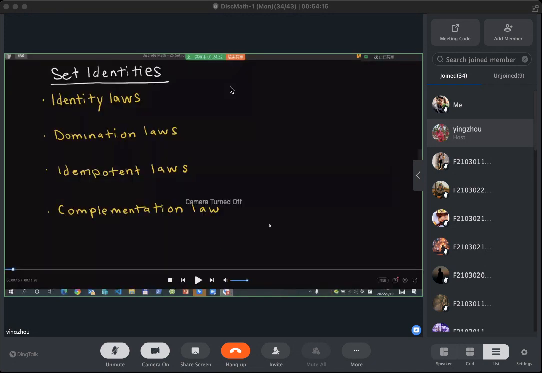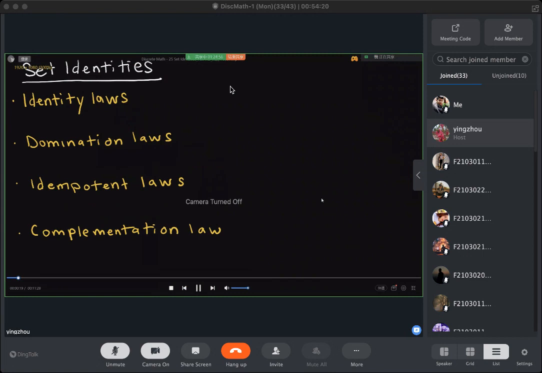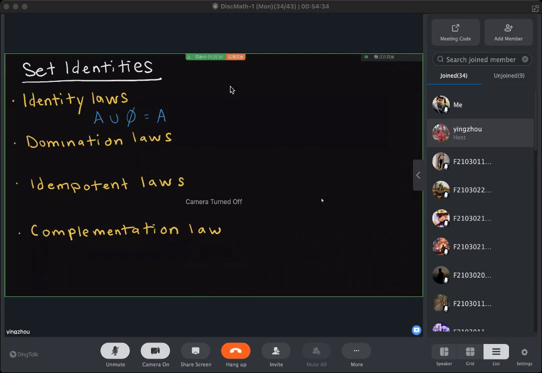We have identities. If I take set A and take the union of that with the empty set, my result is set A. That should make sense because we're essentially saying something plus 0 is whatever you started with, which is the kind of identity.